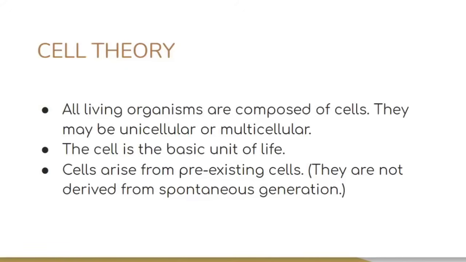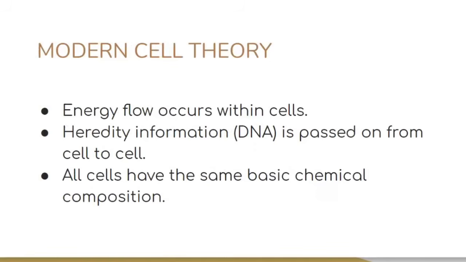Number 3, cells arise from pre-existing cells. They are not derived from spontaneous generation. Cells give birth to other cells by a pre-existing cell dividing into two daughter cells. Scholars call this process mitosis, a cell division, because one cell produces two new genetically identical daughter cells.